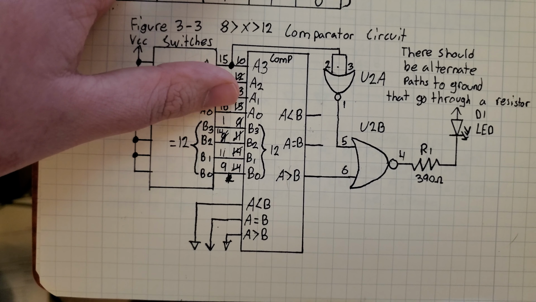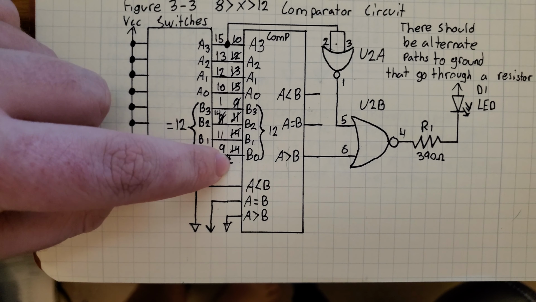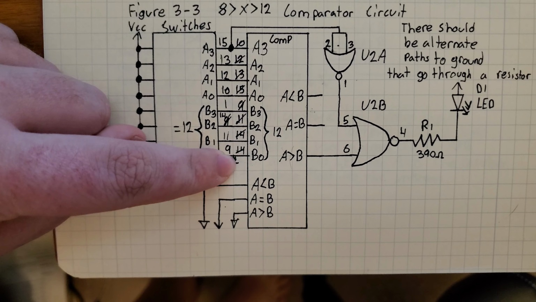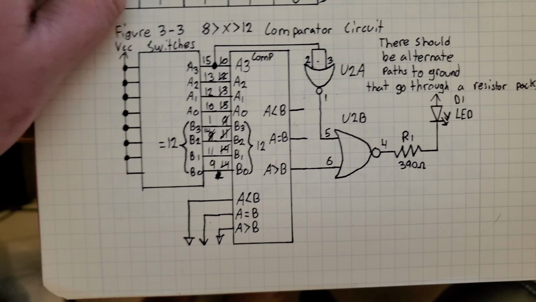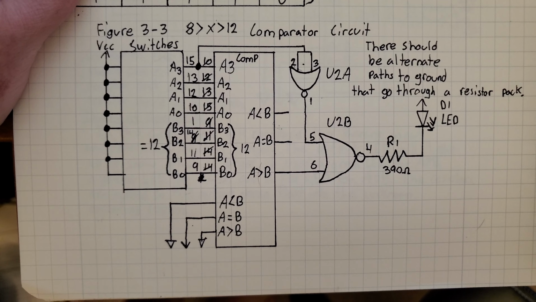For all of these inputs here, there is another path to ground that goes through resistors. That's just really hard to draw without making it look super messy.